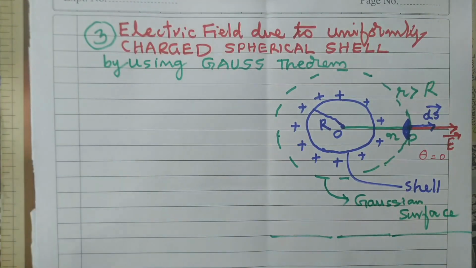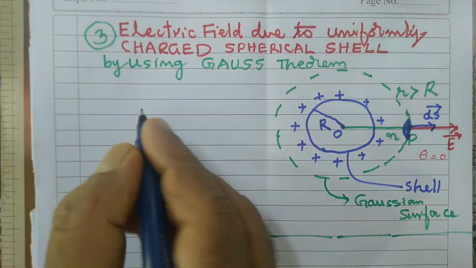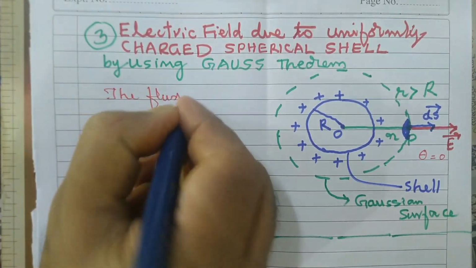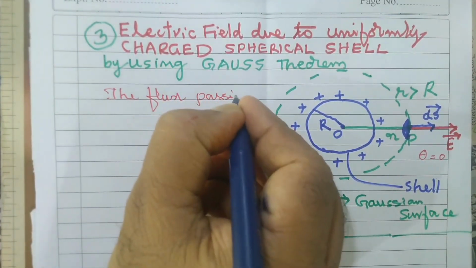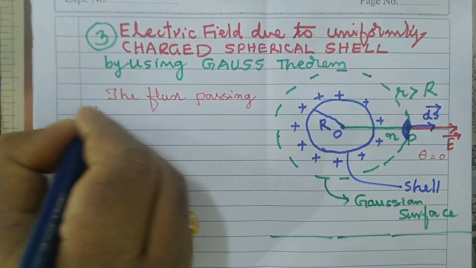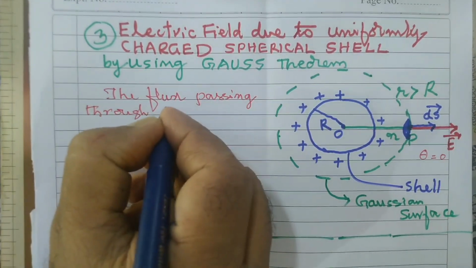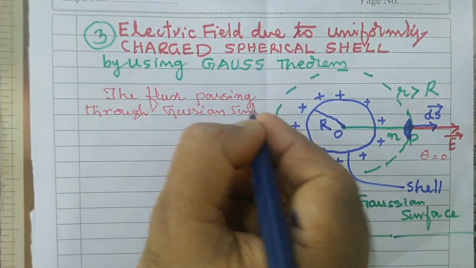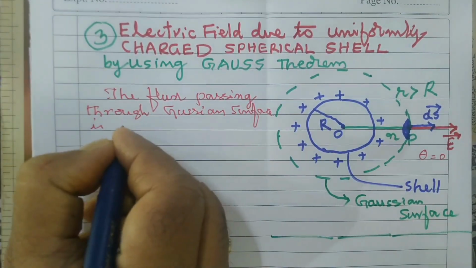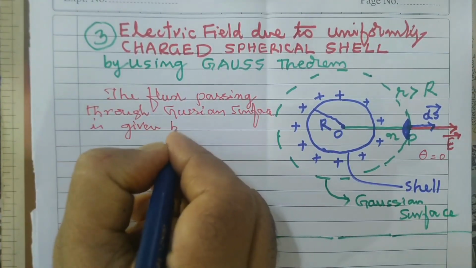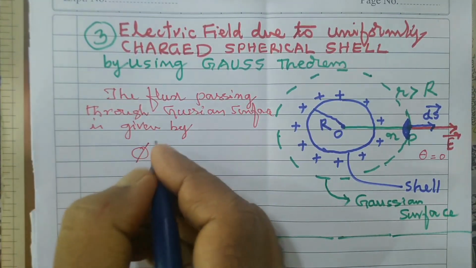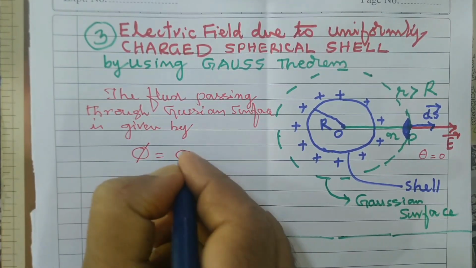To see the derivation, let us follow that. First, the electric flux passing through the Gaussian surface is given by, I am writing the notes also. Phi is equal to surface integral.